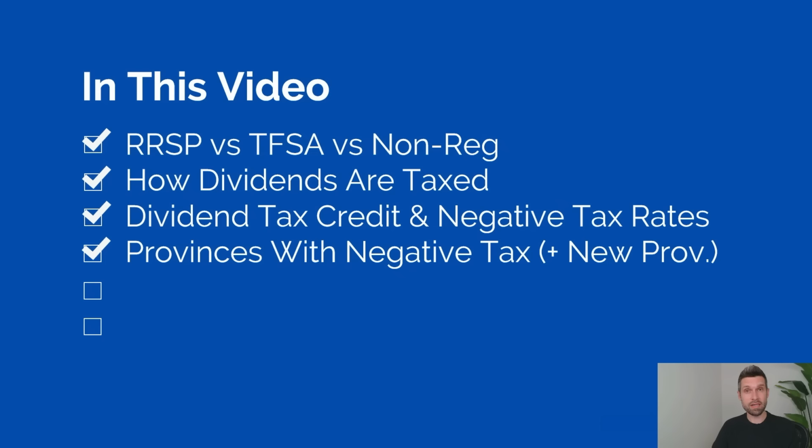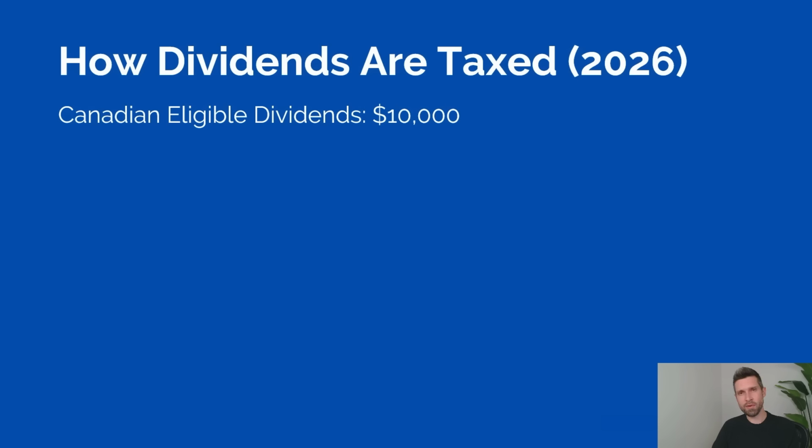So now that you know which provinces have negative tax rates on Canadian eligible dividends, let's take a look at how this changes in 2026. Let's look at the same example we had before, $10,000 of Canadian eligible dividends, but let's see what happens in 2026. For those of you who don't know, the federal tax rate is going down to 14% in 2026. It was at 15% in 2024, it got phased in 2025, and in 2026, it's going to be 1% lower than where it was in 2024. Now this results in an even lower negative tax rate on Canadian eligible dividends in that first tax bracket.